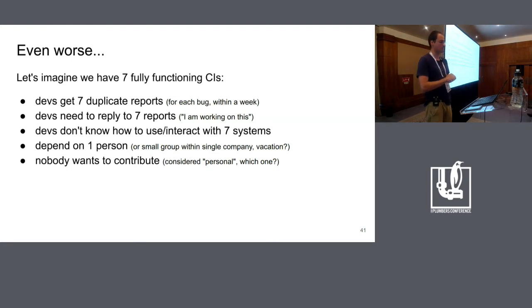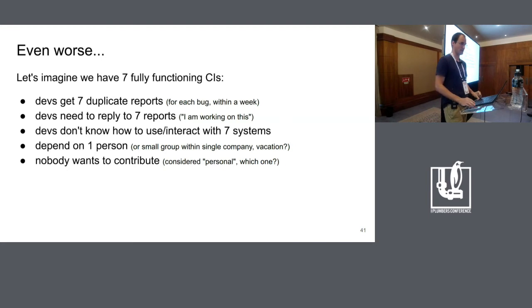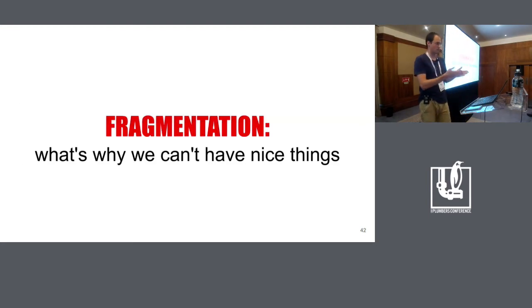And lots of them are considered personal efforts, so they're not part of the kernel, so nobody wants to contribute, right? Because this is the kernel, and this is your thing. This is not the kernel's testing. This is say Dmitry's testing. Why would I contribute to it? So I think that fragmentation is why we can't have nice things in testing and actually make it properly functioning.